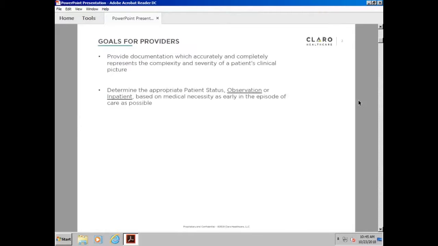So the goal for us is to provide documentation which accurately and completely represents the complexity of the patient and determine the patient's status in observation or for inpatient.